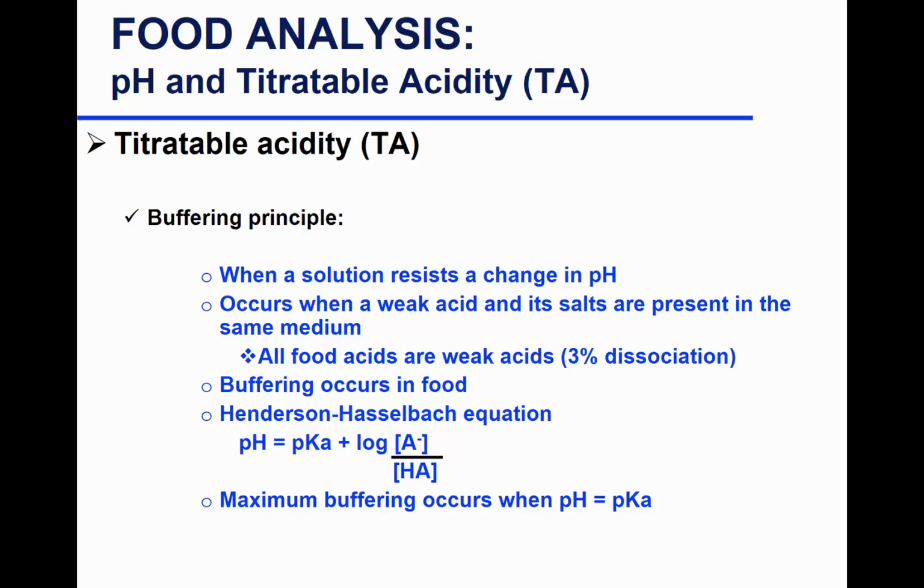We already said that food acids are weak acids. You have up to maximum, under normal conditions, 3% dissociation. So the equation that you would use for calculating pH at a particular concentration of salt and acid, or you would use this equation to prepare a buffer, which you will do a lot in chemical reactions. You're going to prepare buffers for certain experiments, so you will be using this equation to know how much salt you need to add versus acid.